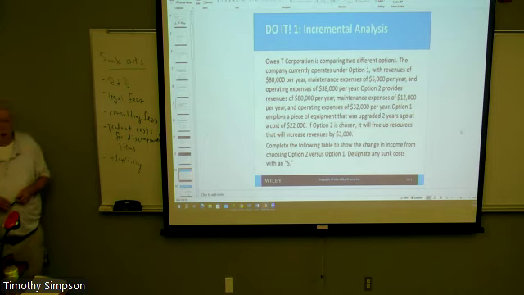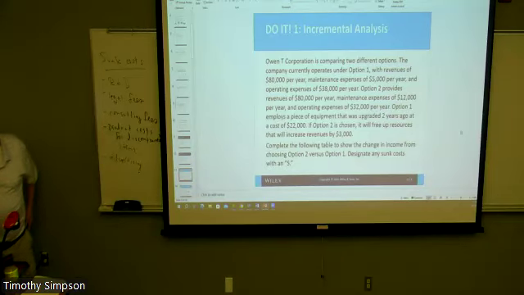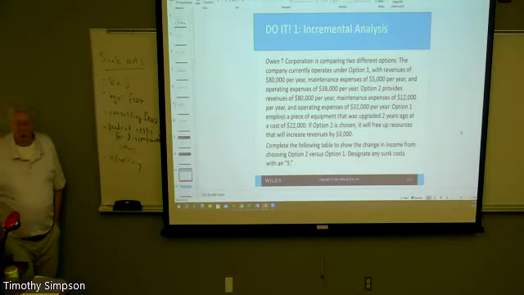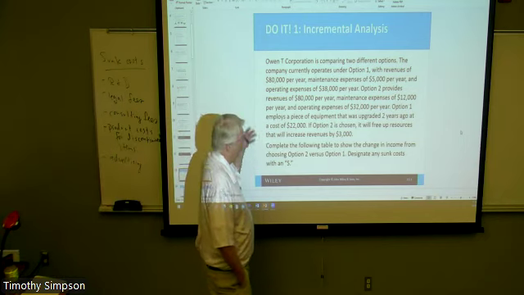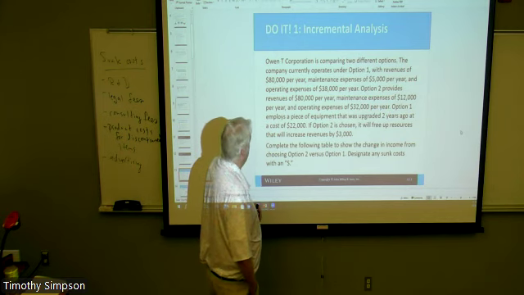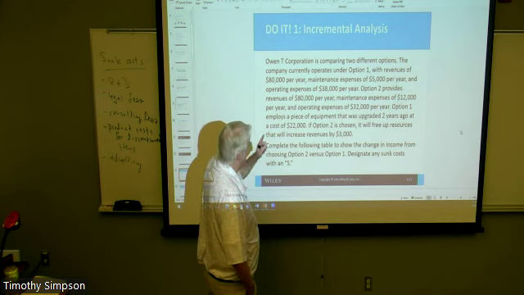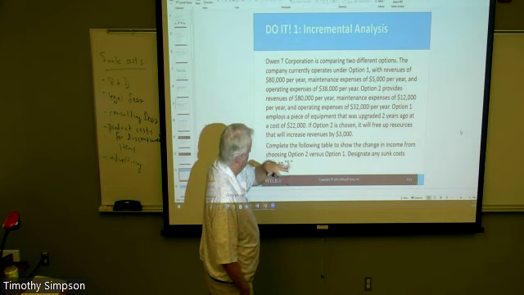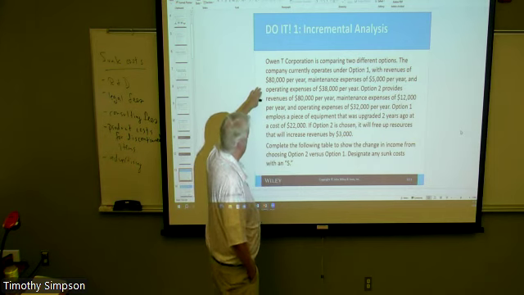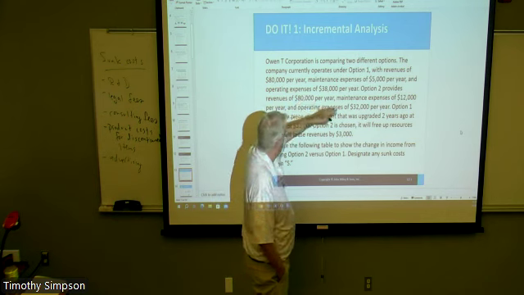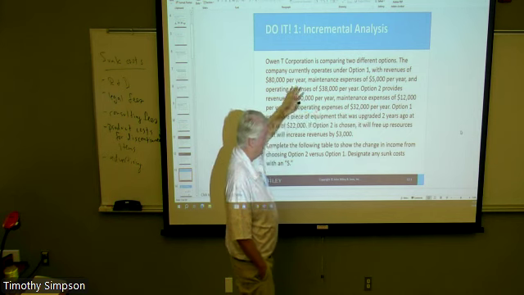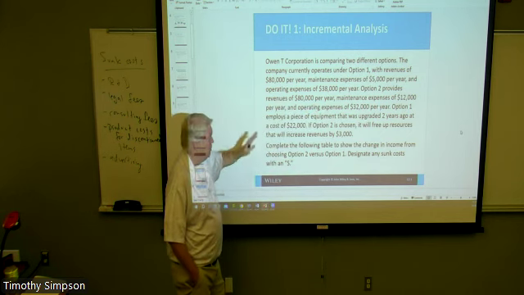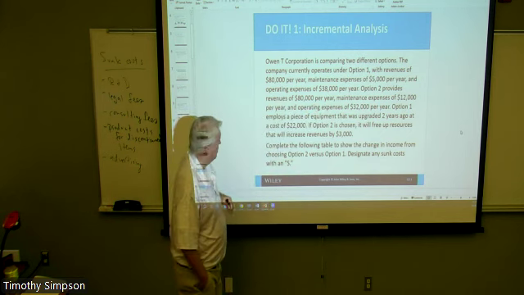So this is incremental. This example is O&T Corporation is considering 2 different options. We don't know what they are. It doesn't really matter. It's just we got 2 options, right? So here it is a true binary situation. The company currently operates under option 1. That's the base condition right now, with revenues of $80,000 a year, maintenance expenses of $5,000, and operating expenses of $38,000. And I'm not going to actually work this out because the solution is there. I will do an example of another scenario here in a minute.